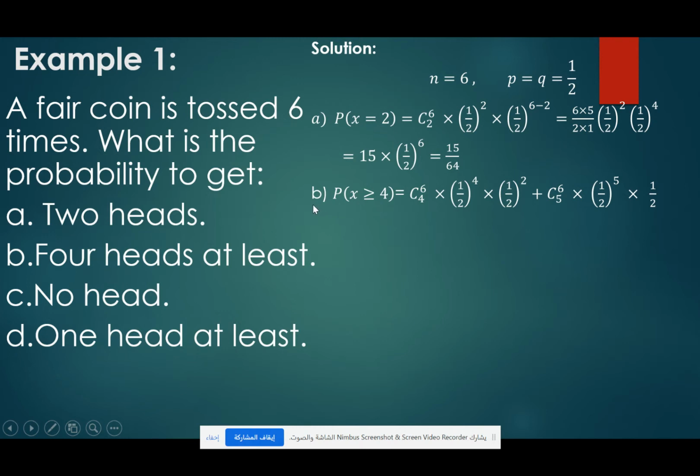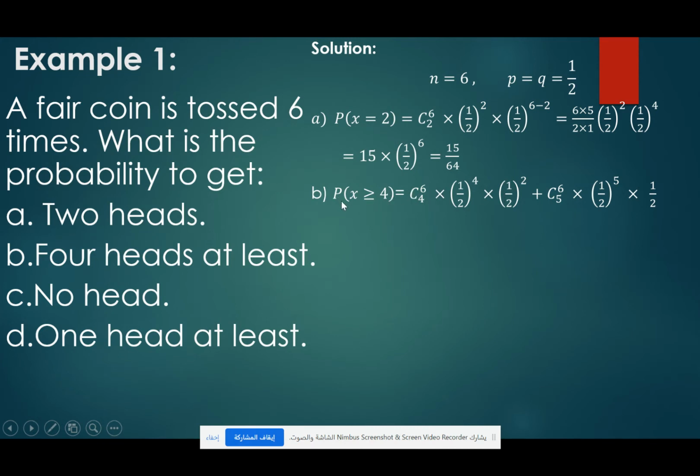And part B is asking for the probability of getting at least 4 heads. When he says at least, you say x is 4 or bigger, because it might be 4, 5, or 6, and you stop at 6 because there is no more. So you have 3 cases, and the probability can be calculated by adding them with the plus symbol.